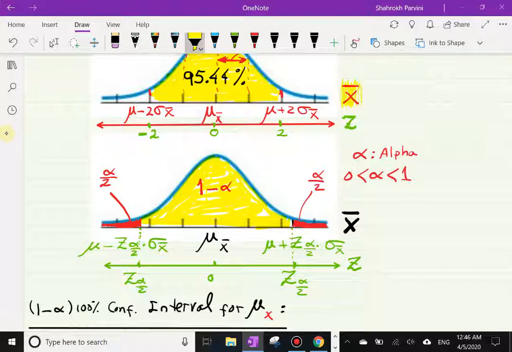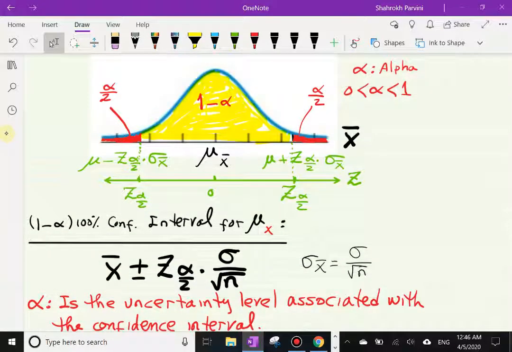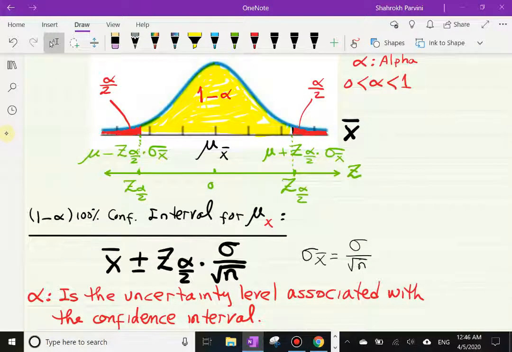Now, as far as the formula goes, the 1 minus alpha times 100% confidence interval for mu of x is given by this formula: x bar plus or minus z alpha over 2 times sigma over root n. Now this z sub alpha over 2, remember in chapter 6, I believe it was section 6.1, we talked about a z sub alpha, and I mentioned that we're going to look at this later on in chapters 8, 9 and beyond. So that's what that z sub alpha over 2 is.